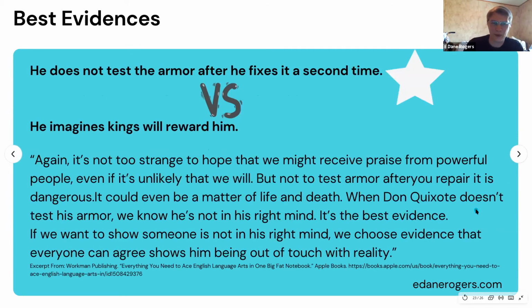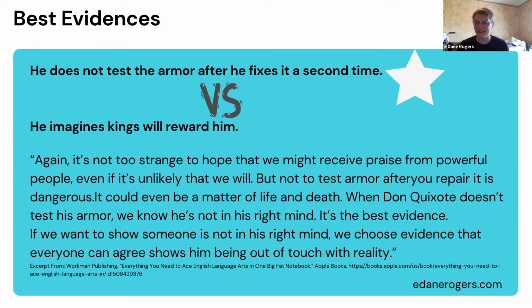So I would agree with you here. It's probably number one. And again, it's not too strange to hope that we might receive praise from powerful people, even if it's unlikely. But not to test armor after you repair it is dangerous, right? So he's acting dangerously. It could be a matter of life and death. He's not in his right mind here, right? So if we want to show someone he's not in his right mind, against his sanity and his thoroughness, we choose evidence that everyone can agree with to show that he's not in touch with reality.